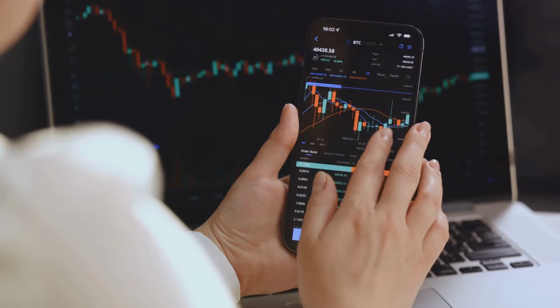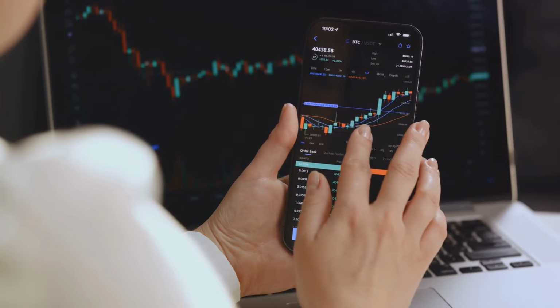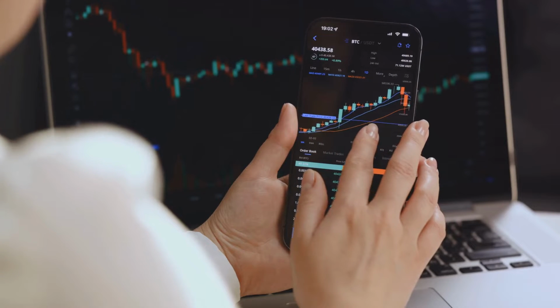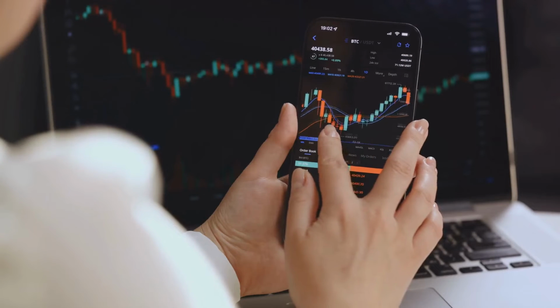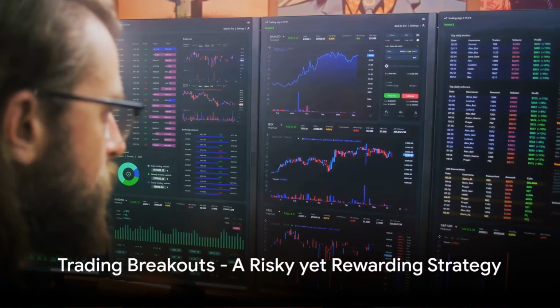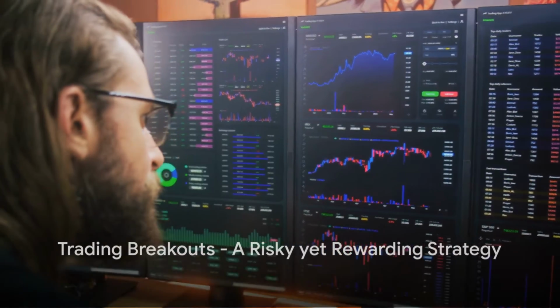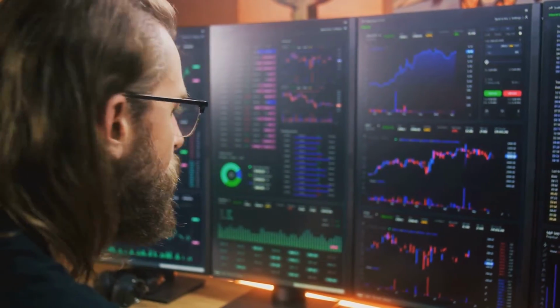Another risk is overlooking other key support and resistance levels. For instance, you may think that a price is breaking through a resistance level, but fail to spot another strong resistance level just above. To mitigate these risks, it's crucial to stay up to date with economic news, carefully watch price movements, and be aware of key support and resistance levels in the market. Trading breakouts can be risky, but with the right tools and understanding, it can be a game changer.